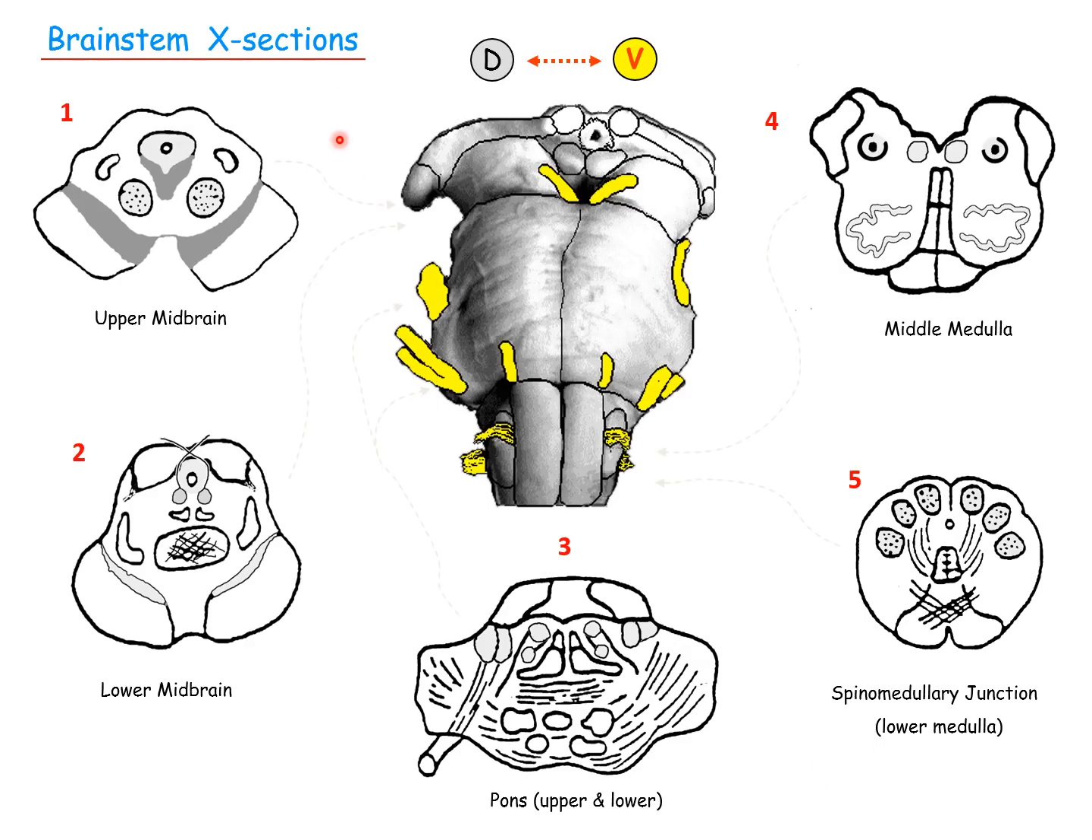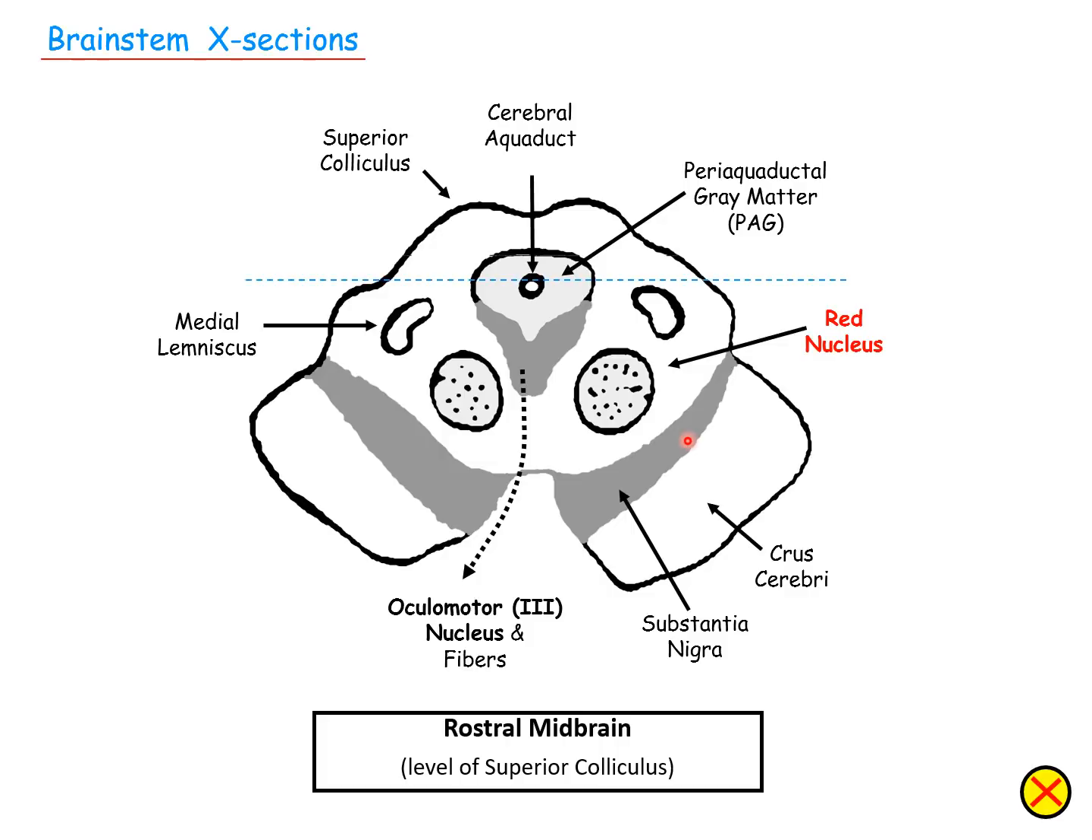So this just shows you the sections through the brainstem, starting from the most rostral, and this is dorsal, of course, and this is ventral. But here we see the upper midbrain, lower midbrain, upper pons. We see the medulla, and then we see the spinal medullary junction. And you see the cranial nerves coming off at each of those different levels. And then you can walk through these different levels and identify some of the major structures.